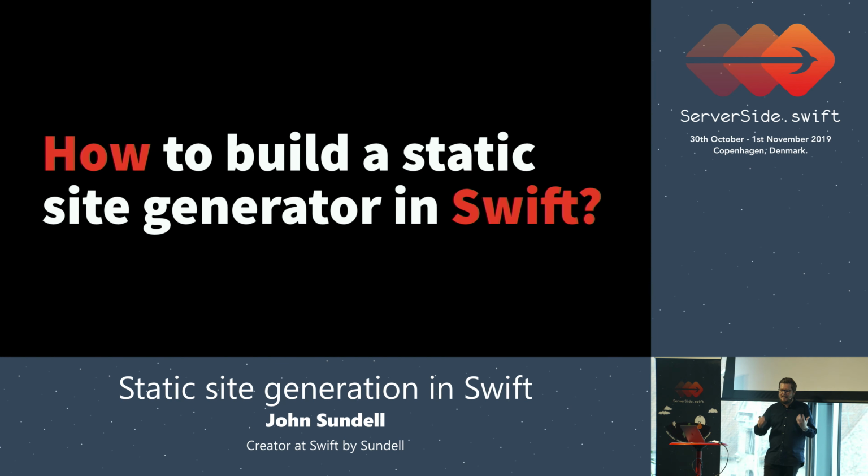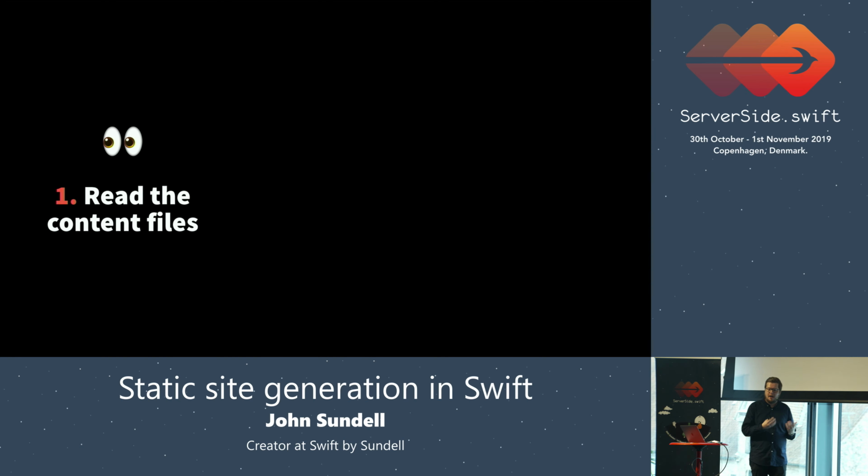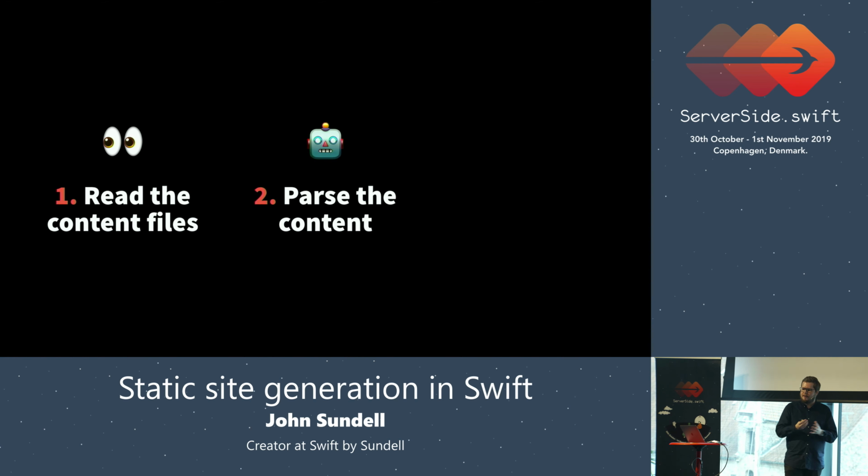How to build a static site generator is kind of a tongue twister in Swift. Well, with any static site generator, you really have 3 different phases that you need to go through, 3 different tasks that you need to accomplish. The first thing that we need to do is that we need to read our content files, those text files and images and all the other content that we want to display on our website. The second thing we need to do is we need to parse that content somehow.